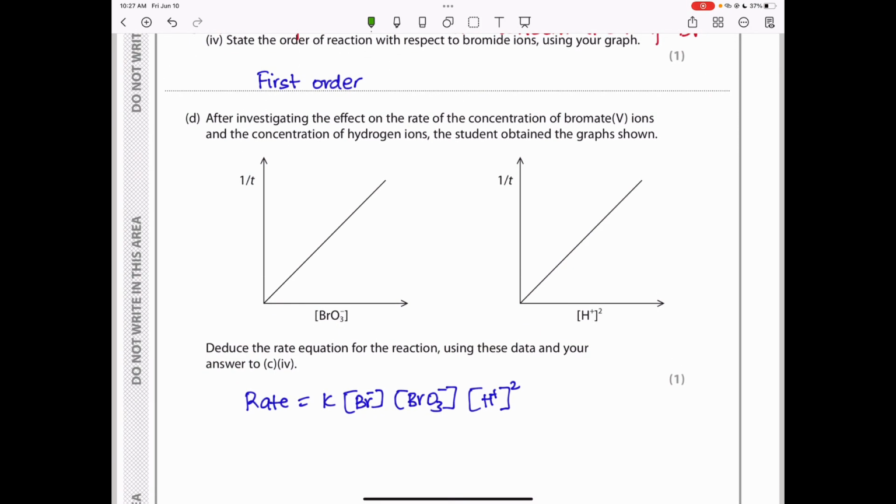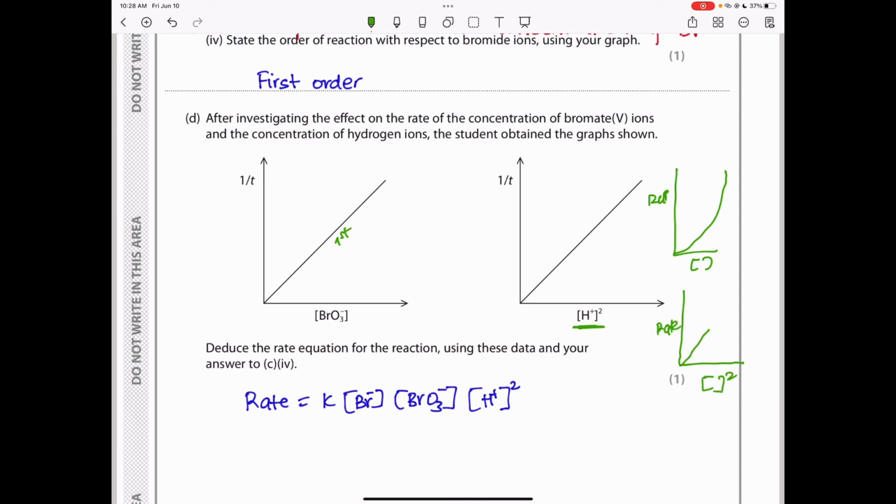Next says, after investigating the effects on the rate of the concentration of bromide ions and the concentration of hydrogen ions, the student obtained the graph shown. So this is a rate against concentration graph, which is going to be first order, and this is rate against concentration squared. Be very careful about it. When you get a rate against concentration and you get a curve like that, usually you can carry out the experiment again and plot your results again and get a rate against concentration squared.